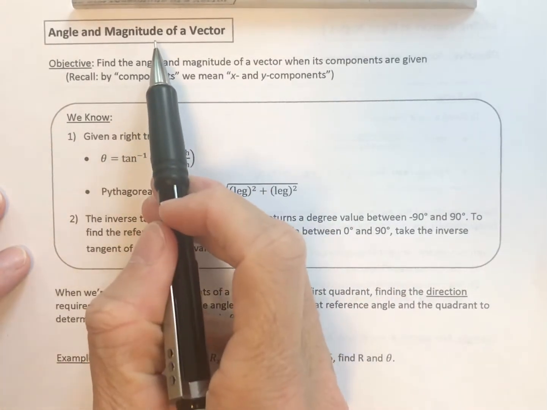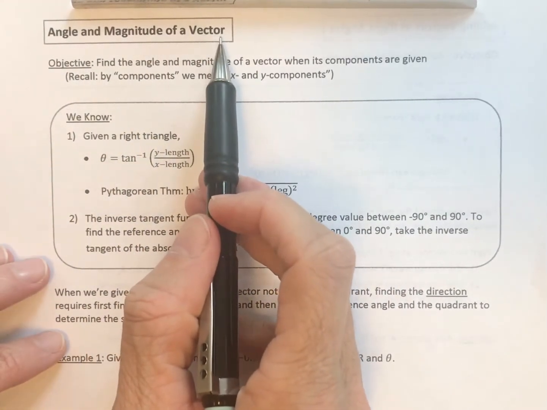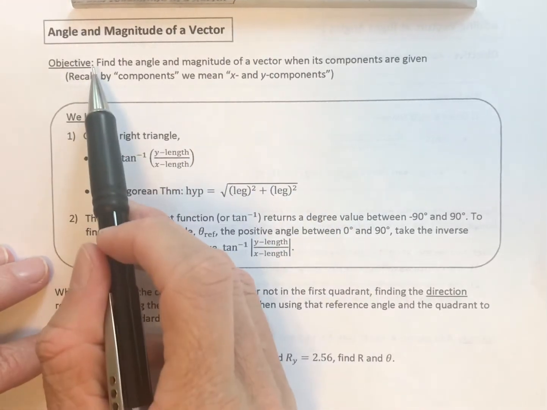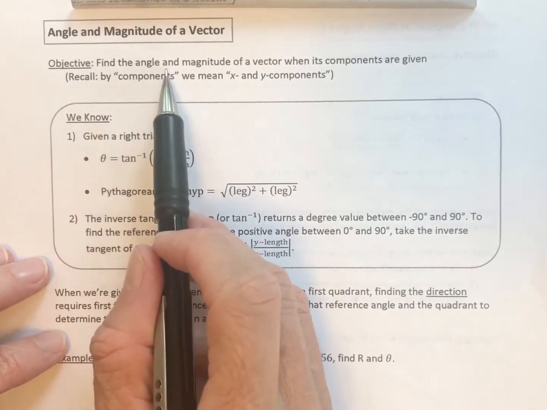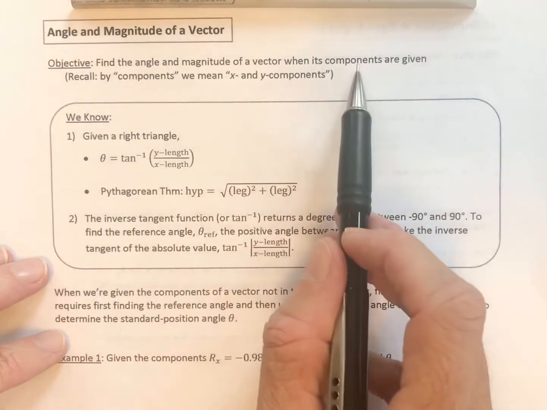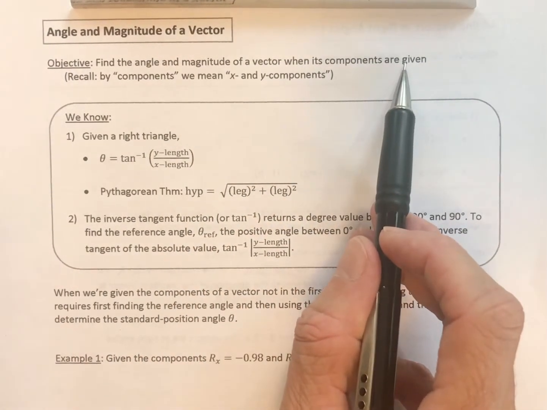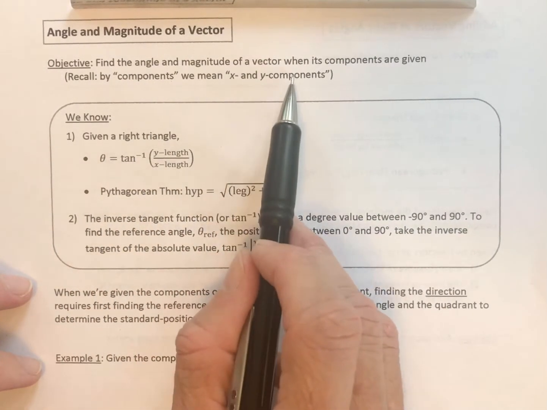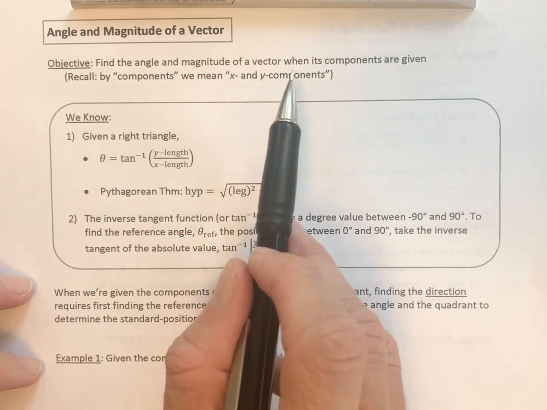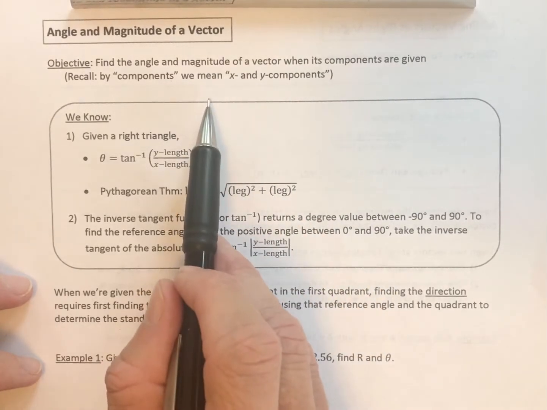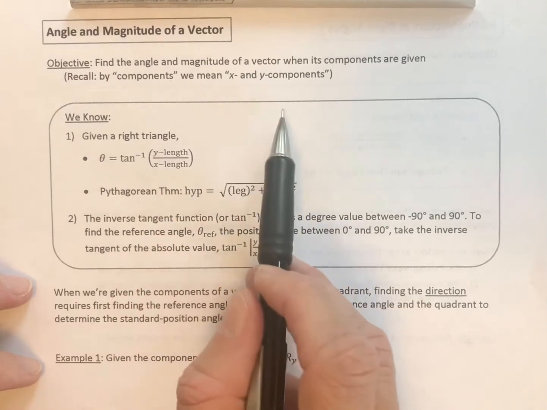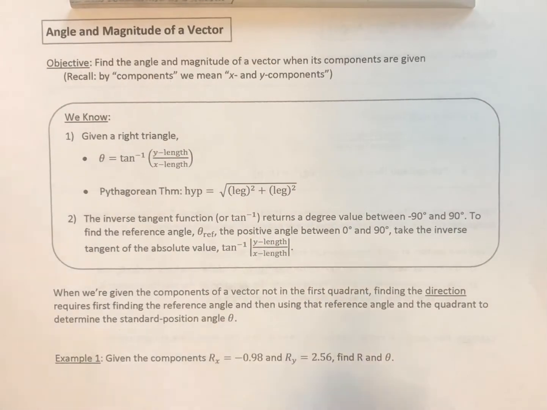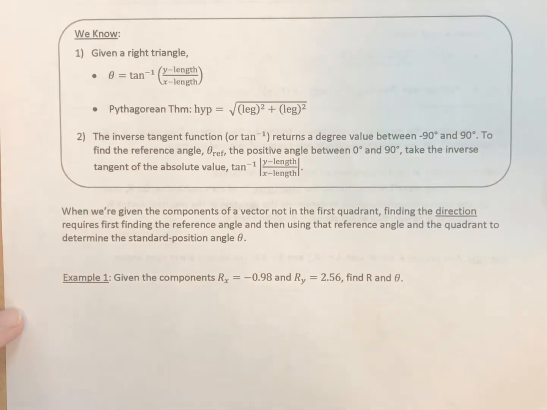Angle and magnitude of a vector. All right, so in this video lecture, our objective is to find the angle and the magnitude of a vector when its components are given. Now let's recall, when we use the word components, we're talking about the x and y components. So we're going to be given the x component and the y component, and we want to find the vector's angle and magnitude.